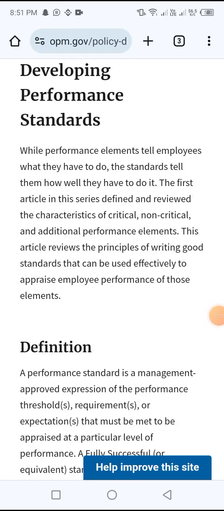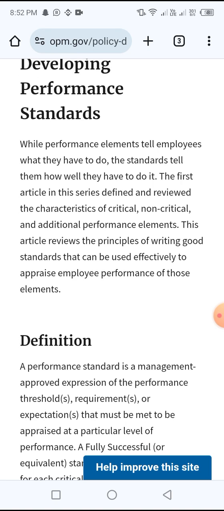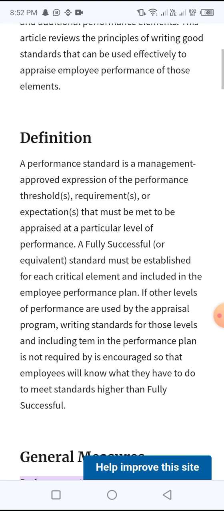In this video, we will discuss developing performance standards. While performance elements tell employees what they have to do, the standards tell them how well they have to do it. The first article in this series defined and reviewed the characteristics of critical, non-critical, and additional performance elements. This article reviews the principles of writing good standards that can be used effectively to appraise employee performance of those elements. Definition: a performance standard is a management approved expression of the performance threshold, requirements, or expectations that must be met to be appraised at a particular level of performance.